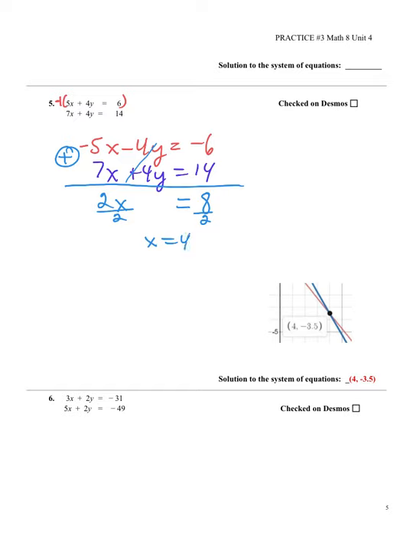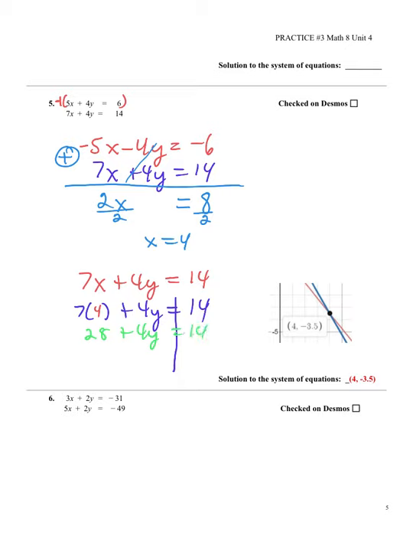Now I'm going to take this information and plug it into the second equation. And it won't really matter which one in this. They're both positive. As long as you do all your calculations correctly, you'll come out to the correct answer. I'm going to plug in a 4. So 7 times 4 is 28, plus 4y equals 14. So if I subtract 28 from each side, because what I do to one side I have to do to the other, I'm going to have 4y equals negative 14.